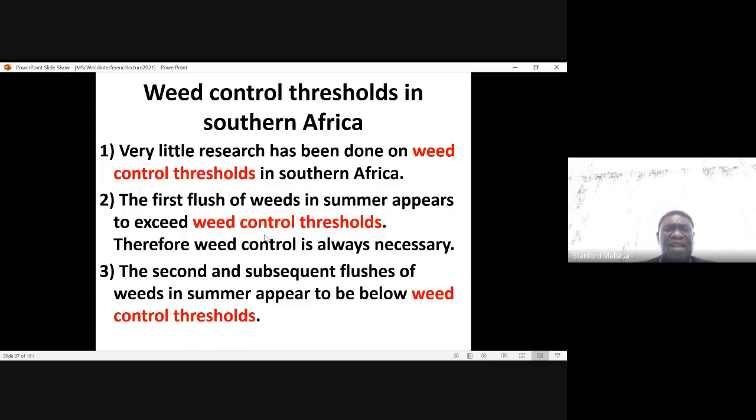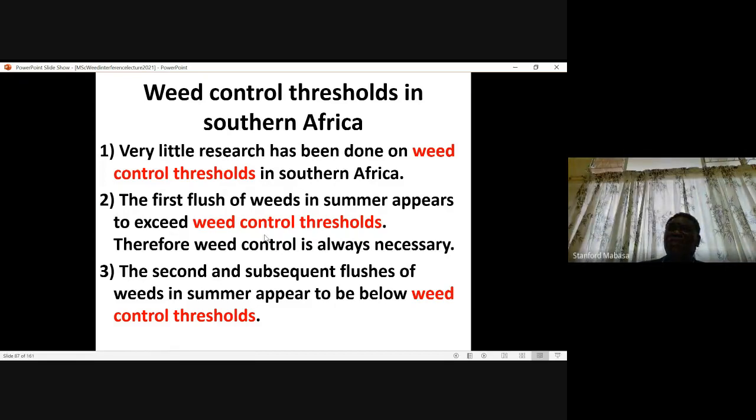Now, during summer, we may have the first flush of weeds. Normally, we have high densities of weeds after the onset of rains. And probably these first flush of weeds exceed the weed control thresholds. Therefore, weeding is always necessary. Because after the onset of rains, probably there's no situation where farmers will say maybe these weeds do not justify weed control.